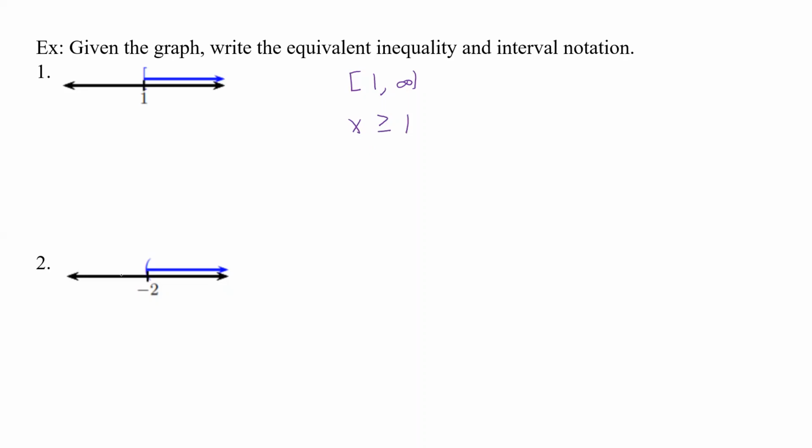Now this one's not too much different, except now we have a parenthesis and it's still going the same direction. So we're not changing anything there. We're going from -2 to positive infinity. And because it's just the parenthesis, that means it's just x is greater than -2. It's not equal to because we don't have the bracket, but it's greater than. And so that would be what we need to write for that one.